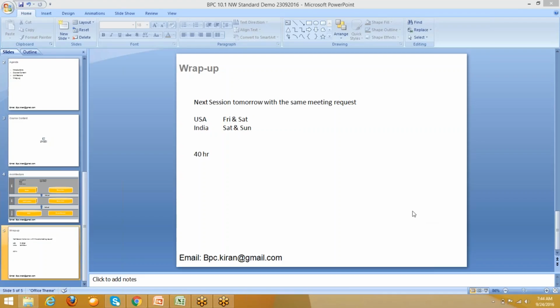On S/4HANA system, the arrangement was ECC on one box, then BW on another, and BPC on the third box. So how is it happening now in S/4HANA?